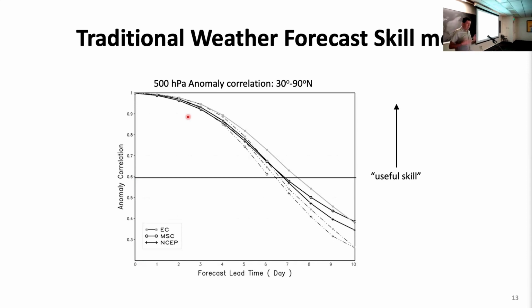And if you're starting with initial conditions that look like the actual atmosphere, the value is 1, and as you go out in time, that skill drops off, and that's why the anomaly correlation drops off. I drew a line at 0.6 because that's generally considered useful skill. So in this figure, which is from several years ago, it shows about 7 days of useful skill in a forecast at this weather time scale.